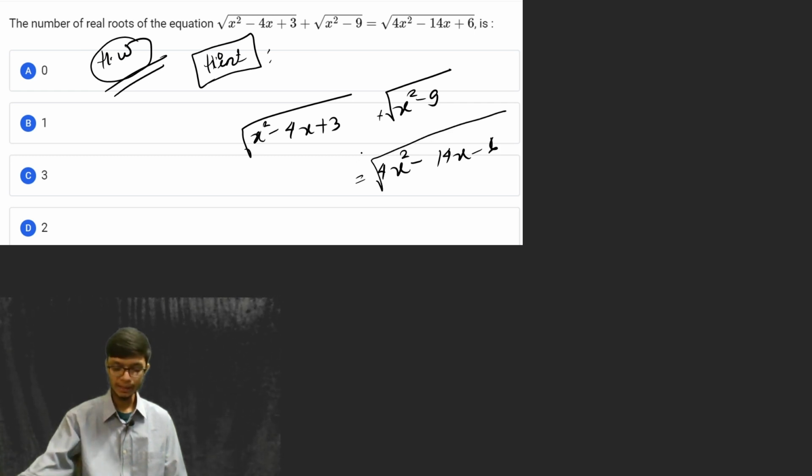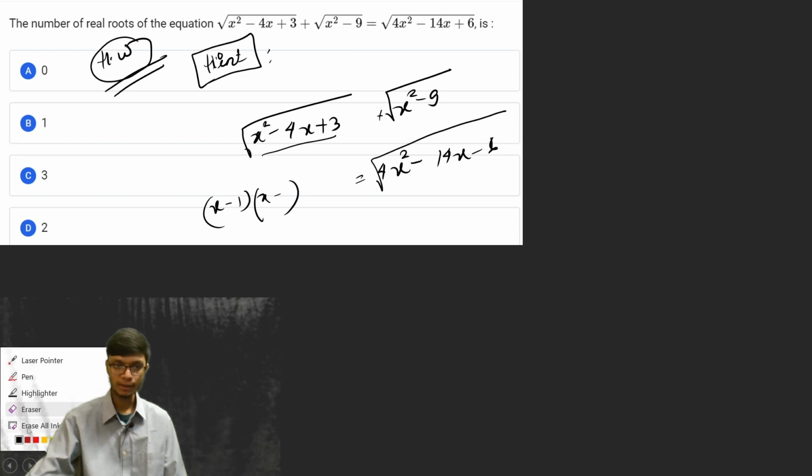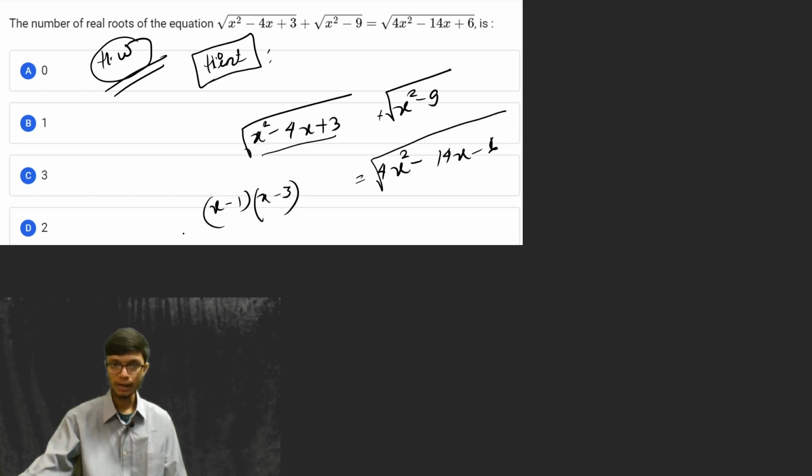So my take is, from the first equation you can factorize x minus 1 into x minus 3, sorry, not x minus 4. You can factorize it as x minus 1 and x minus 3 under the root of them.